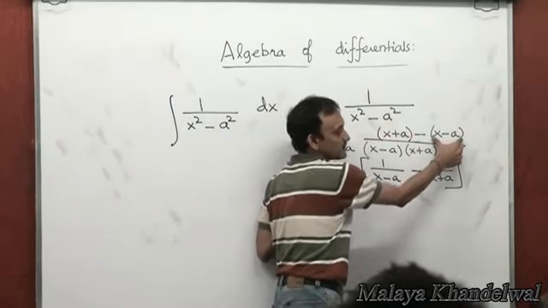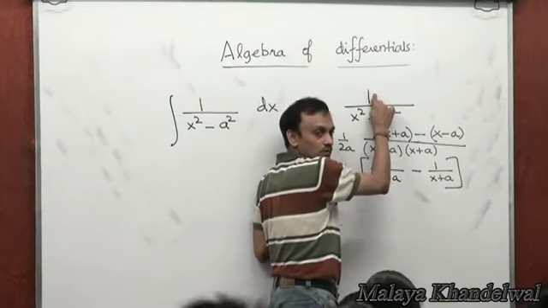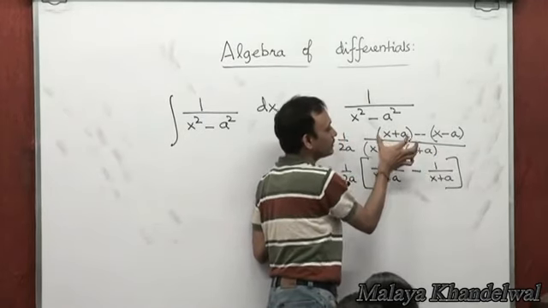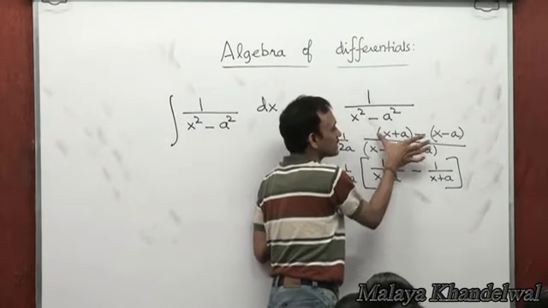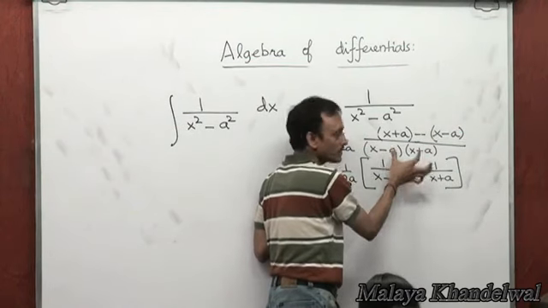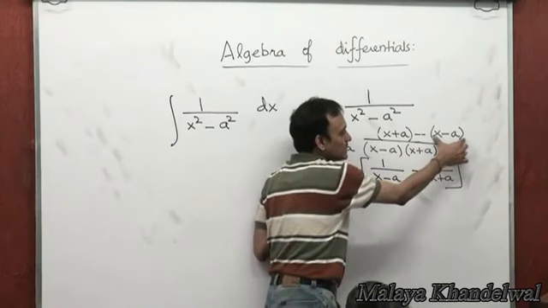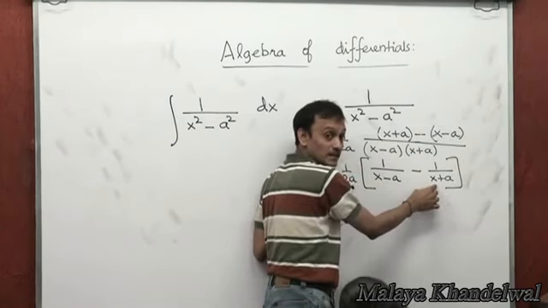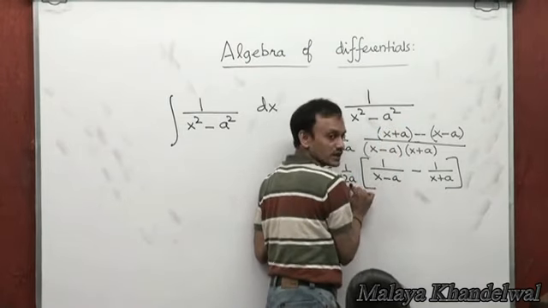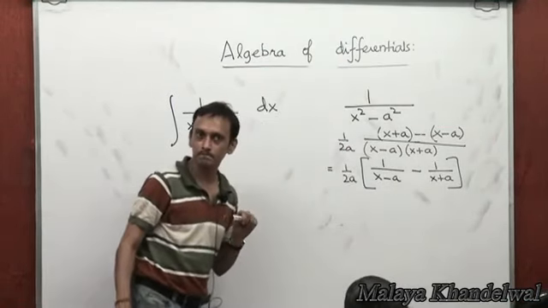This one is written as x plus a minus x minus a, which is 2a divided by 2a. This is 2a divided by 2a, that's 1. Right? And this x squared minus a squared I wrote as x minus a into x plus a. And then this difference is like x plus a divided by this minus x minus a divided by this. But x plus a divided by this is 1 by x minus a, and x minus a divided by this is 1 by x plus a. Right? So 1 by x squared minus a squared could be written as 1 by 2a into 1 by x minus a minus 1 by x plus a. Got me?